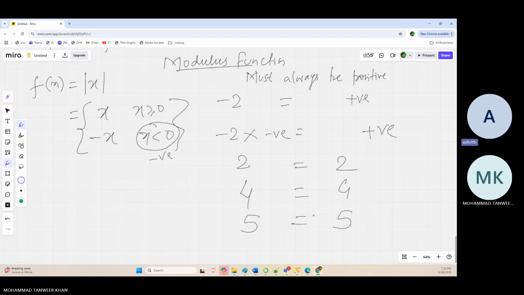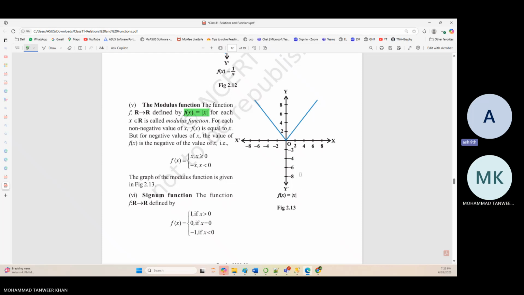But if input is negative, it is a problem because I want positive output. Now, what should I do with negative input? If I multiply this with negative, then only I will get negative into negative, positive. That is why we are given negative here. If input is coming as a negative, you multiply with additional negative, then only you will get output as positive. Because if you multiply negative with negative only, we get positive. So every time x value is less than zero. Correct.